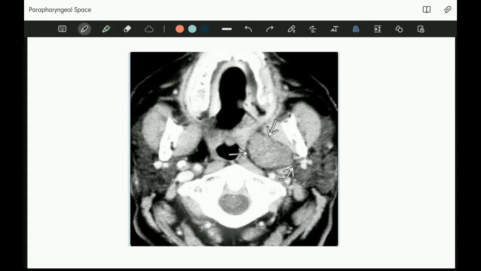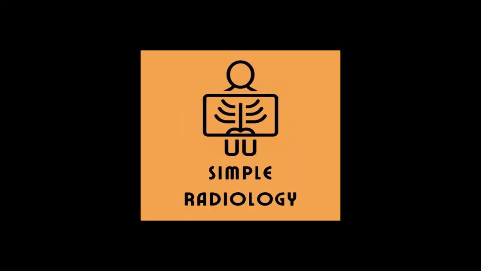The mass is completely surrounded by fat, separating it from the pharyngeal mucosal space medially, parotid space laterally, and carotid space posteriorly. Thus, it will be a benign mixed tumor of the parapharyngeal space. This is it about the parapharyngeal space.